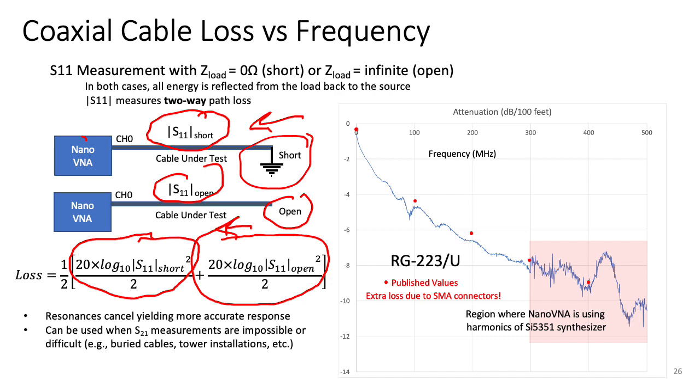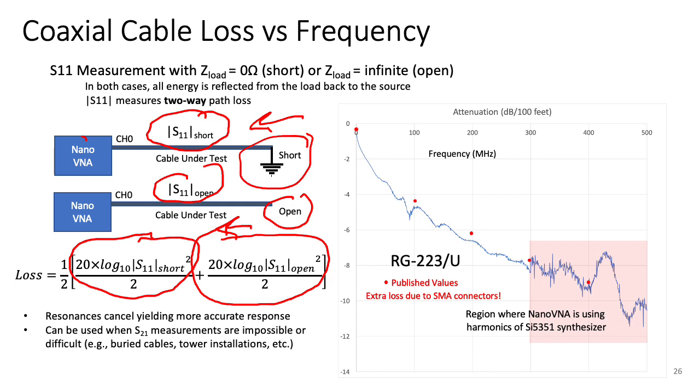side. I've taken a piece of RG223U that I had laying around, and I looked at the loss as a function of frequency by looking at S11 with a short, S11 with an open, and doing this averaging approach. The actual published values for the loss are these little red dots here, and you can see they lie pretty much along what we've measured. So we have a very good estimate of what the path loss is for this particular piece of coax.